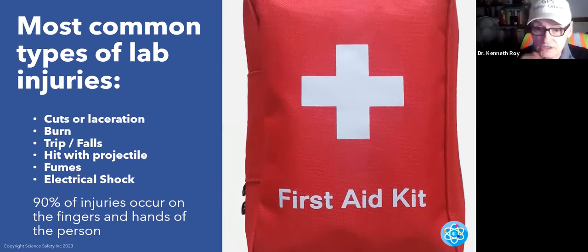Fumes. Oh, gee, is your ventilation system working appropriately? Well, you'll know if you're making fumes and you can't breathe. And electric shock. Do you have a GFI, GFCI system in every one of your electrical receptacles in your laboratory? If not, you need to get them. 90% of injuries occur on fingers and hands in person. And don't think for a moment that these are necessarily simple kinds of injuries.